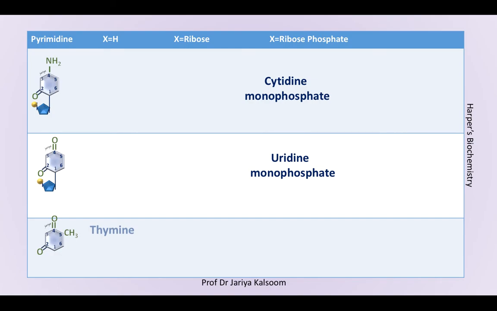Finally, the pyrimidine containing oxygen at the fourth and second carbons and a methyl group at carbon 5 is thymine. Linkage of ribose sugar to the pyrimidine ring nitrogen at the first position converts it to its nucleoside form, thymidine, and esterification of a phosphate group to the 3' or 5' hydroxyl group of the ribose sugar converts it to its nucleotide thymidine monophosphate.